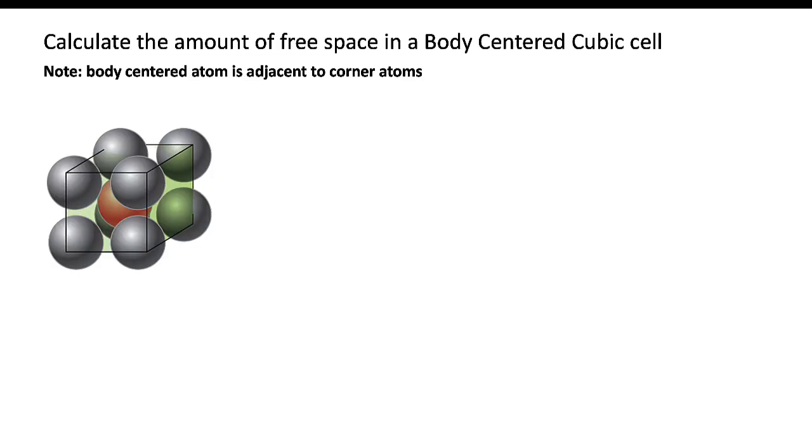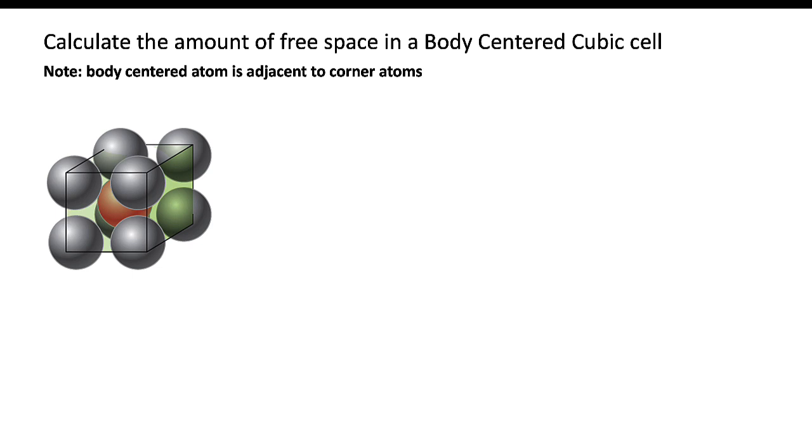For our last calculation, let's calculate the free space in a body-centered cubic cell. And remember here, or note, that in this case, the body-centered atom is adjacent to the corner atoms. The corner atoms are actually not adjacent to one another as we go along the edge of the unit cell, and that's really, really important.